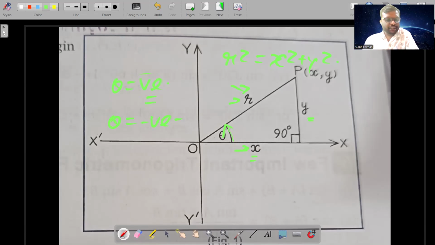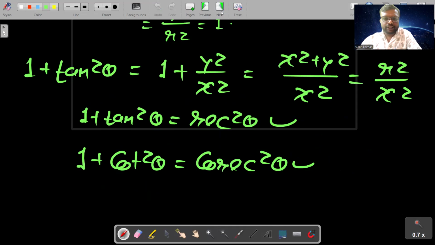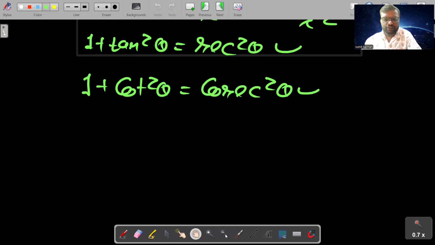And students, this angle is expressed in degrees or radians. So here, students, we will see the relationship between degree and radian. So next is relationship between degree and radian.